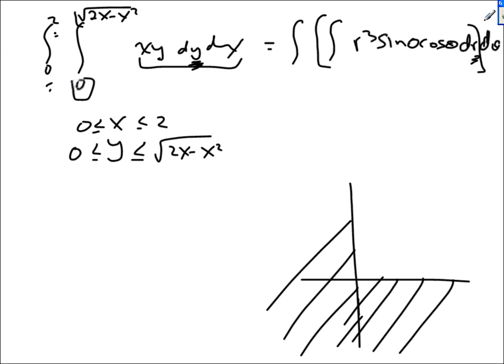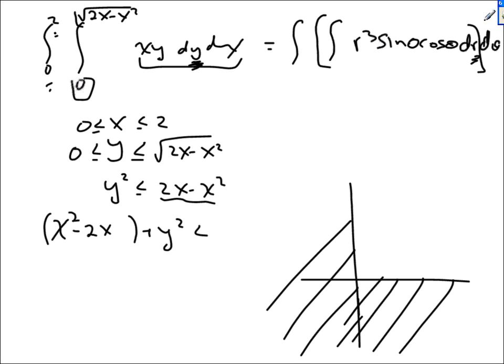Since y is positive, I can square both sides. I'm going to bring everything on the right side over to the left side. So it's x squared minus 2x plus y squared is less than or equal to 0. I'm going to complete the square. Go back and review how to complete the square. I take half of that number and I square it. That's what I add.